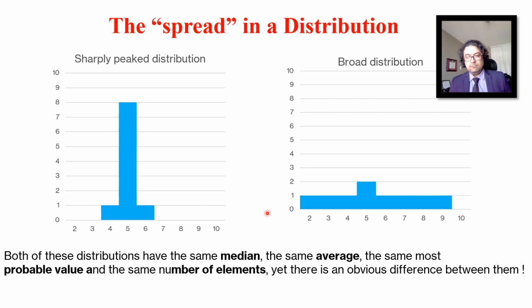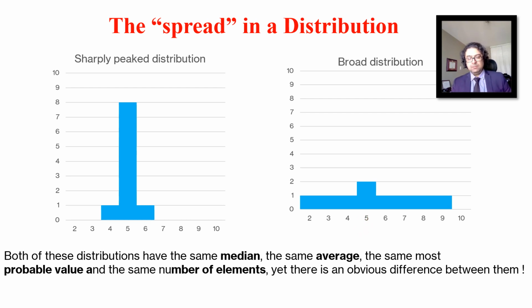So how can I really distinguish these two distributions? Well, by just looking at these histograms, I can realize that the left distribution is highly peaked about the average value, whereas the right distribution is spread out. It is completely broad with respect to the average value here, which is 5.